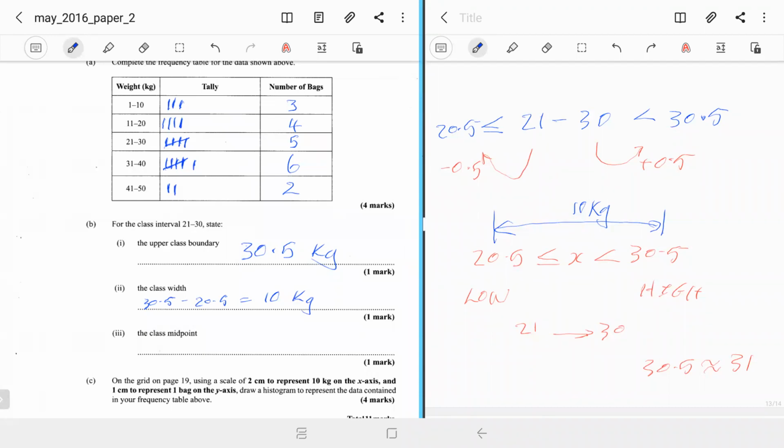All right. Next value. What is the class midpoint? How do you calculate the class midpoint? How can you calculate the class midpoint quickly? Come on, taking too long. Forget them, 3 marks here, man. Come on. That's the midpoint.